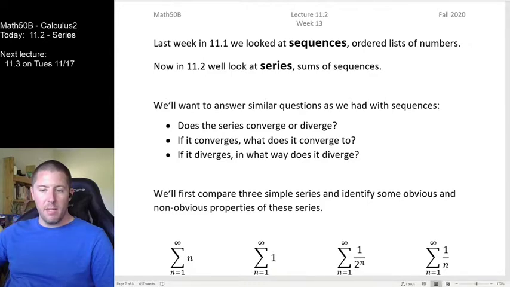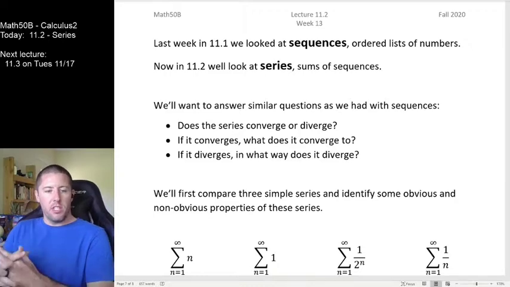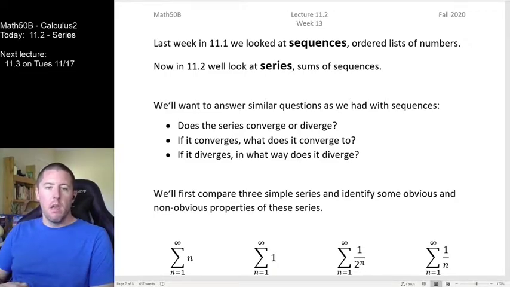We are here at the beginning of week 13. This week, we're going to carry on with our chapter 11 discussion, and we're going to pick up this week talking about series. Last week, when we started section 11.1, we looked at sequences, which was an ordered list of numbers. This week, we're going to graduate that onto series, sums of sequences, right? We're just going to add up all the numbers that are in that ordered list.